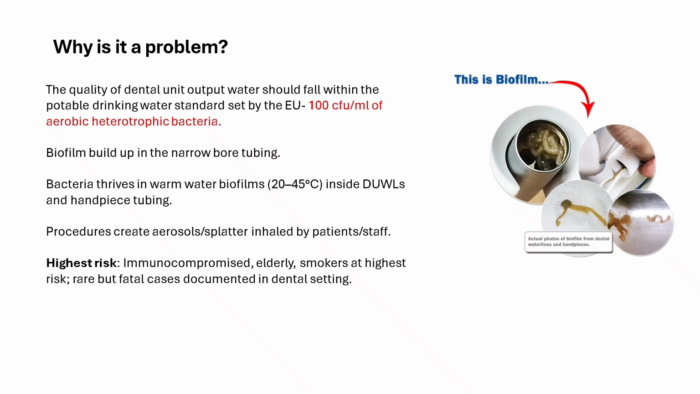The patients at risk are the immune-compromised and the elderly, and so that's why the dental unit water output should match drinking water standards set by the EU, which is 100 colony-forming units per mil of aerobic heterotrophic bacteria in the water. It's important to note that once the biofilms start to form, they become very difficult to remove, and so that's why it's very important to reduce the number of microorganisms in the dental water lines.